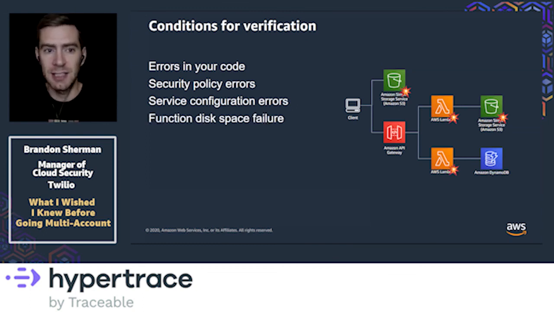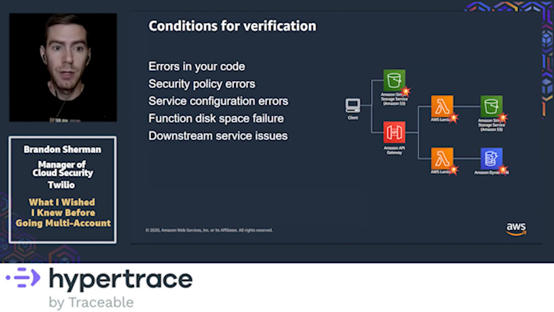Or if we're using the disk space within our Lambda functions, what happens if we aren't able to store items in the temp space of our Lambda function? Perhaps we're using that to manipulate data, or for caching purposes, for instance. And one very common one, of course, is different kinds of downstream service issues. In this case, the architecture had other AWS services as downstream services, but it is very common to use third-party services as well, services that we might call through APIs, for instance.